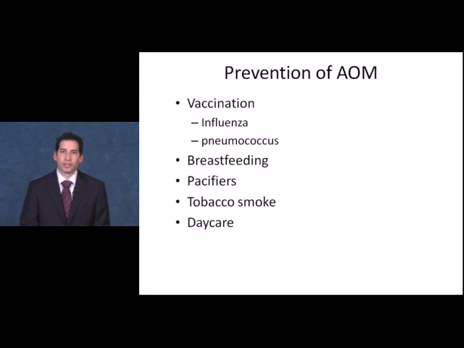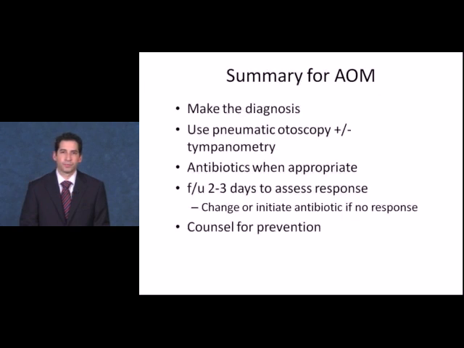It's also important to counsel patients regarding the prevention of acute otitis media. Vaccination, especially against influenza, is key to reducing the frequency of acute otitis media. Breastfeeding has shown to reduce the frequency of acute otitis media, and it is recommended that exclusive breastfeeding for the first 6 months of life will reduce the frequency of otitis media in infants. Pacifiers, exposure to tobacco smoke, and daycare have also been associated with increased rates of acute otitis media.